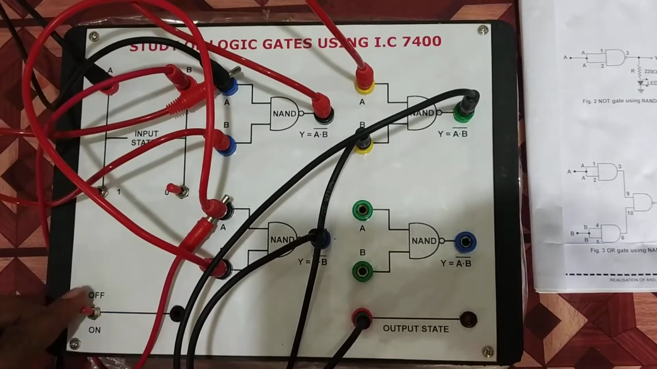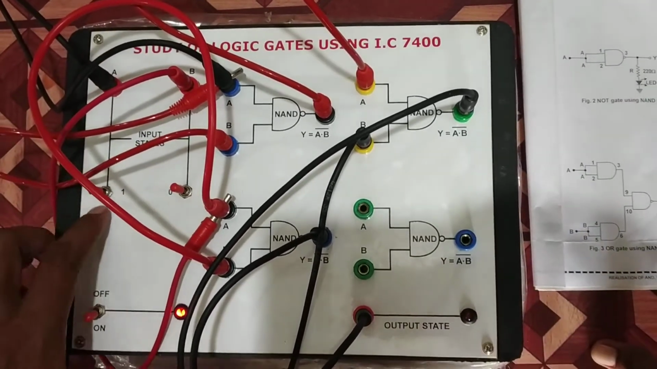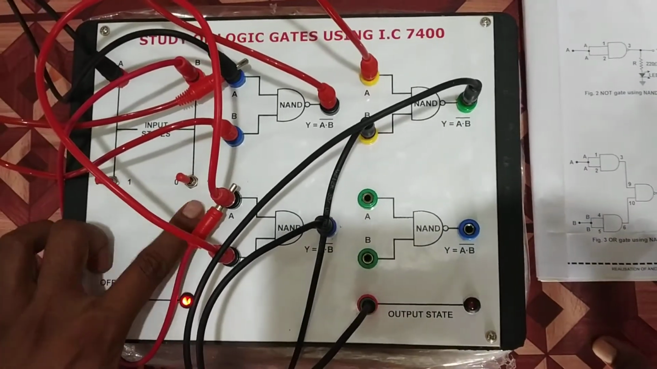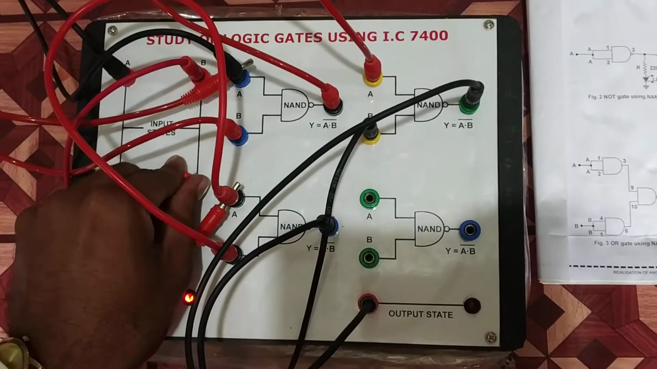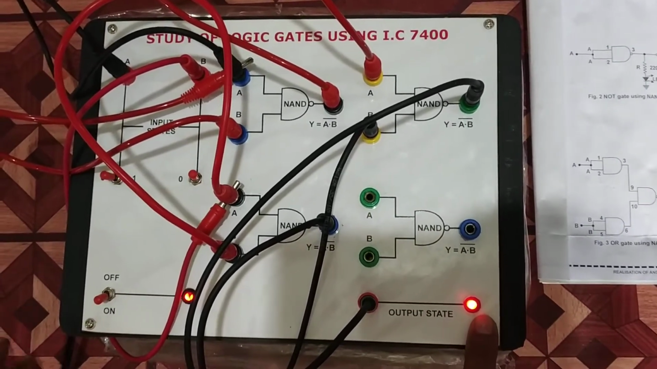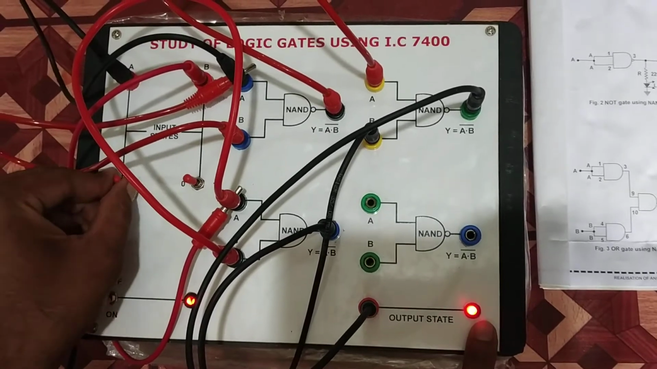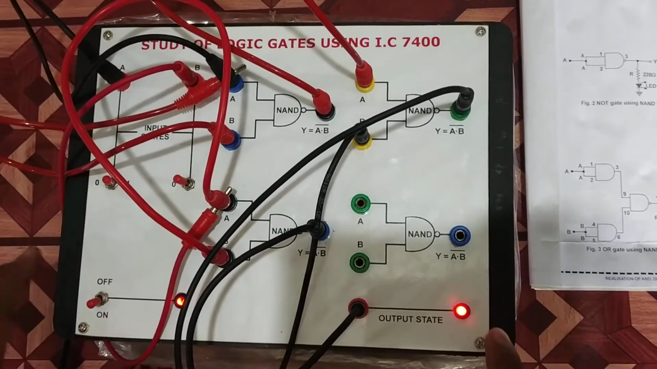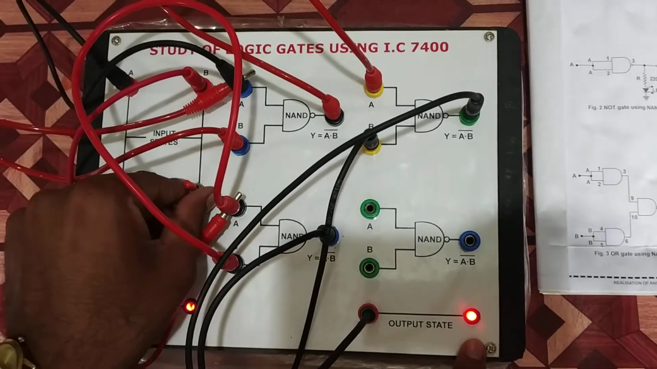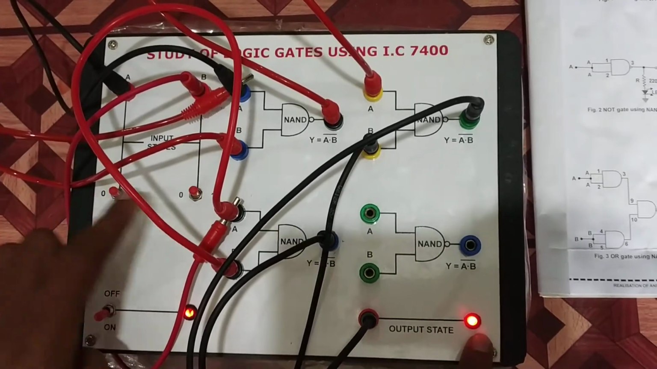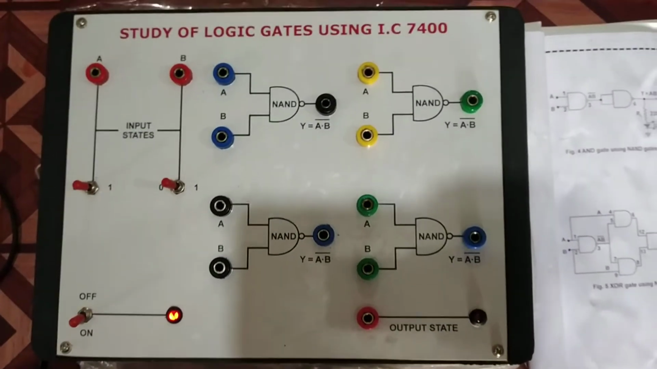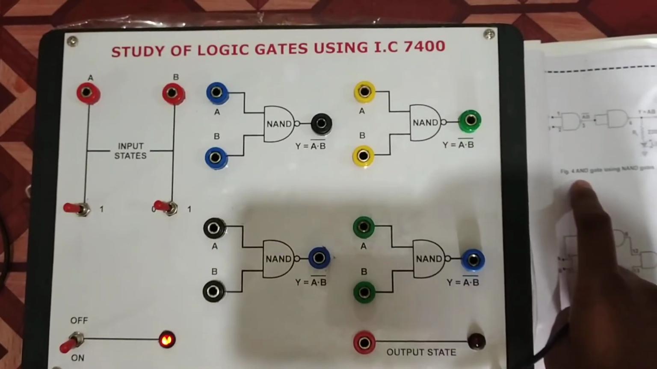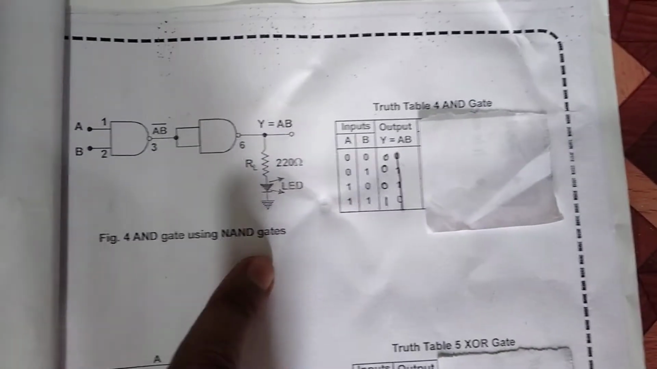See here, first you have to switch this on. If both the inputs are 0, then the output is 0. If the input is 0 and 1, the output is 1. Next, if the input is 1 and 0, the output is 1. If both the inputs are 1, then the output is 1. This is the OR gate using the NAND gates.